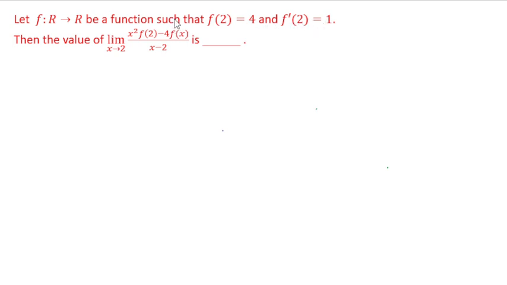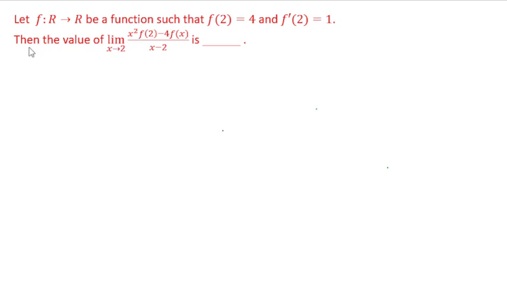So what was given is a function from the real number system R to the real number system R, which means the function is a real valued function. And f of 2 equals 4, which means the value of the function f at 2 is 4, and f dash means the derivative of the function f, so its value at 2 is 1. So these are all the given things.